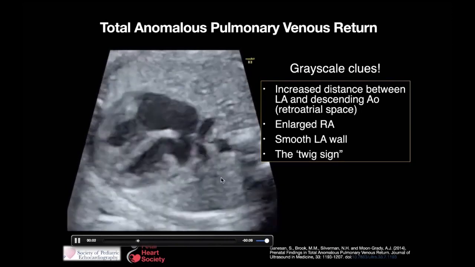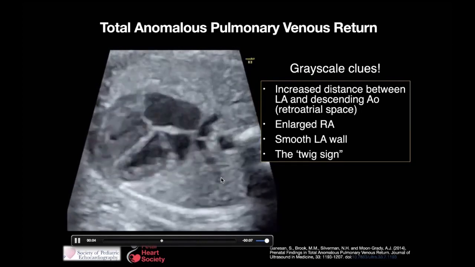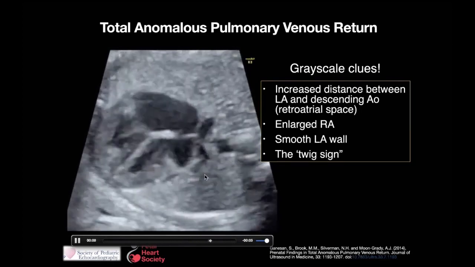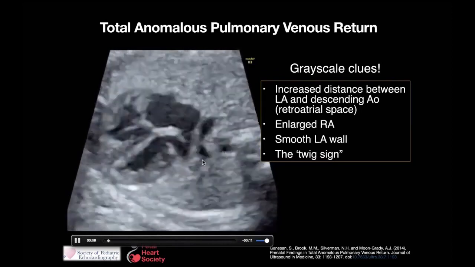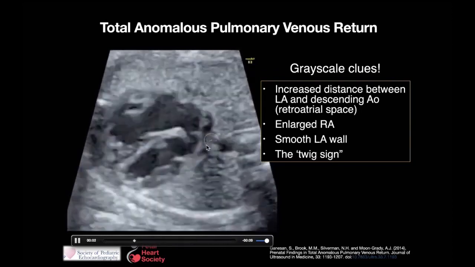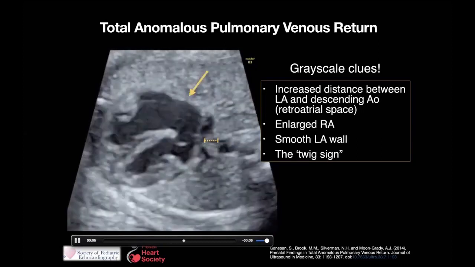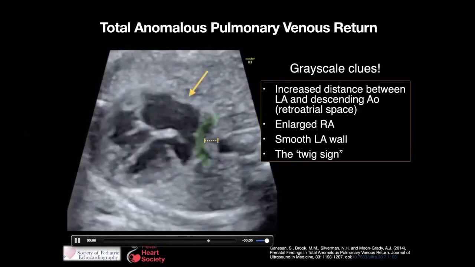And also, some have referred to this as the twig sign, because it does kind of look like a twig, as you could see. And that's due to the confluence of the veins. And there we go, all my animations. And of course, the twig sign.